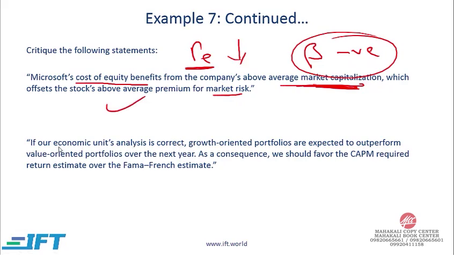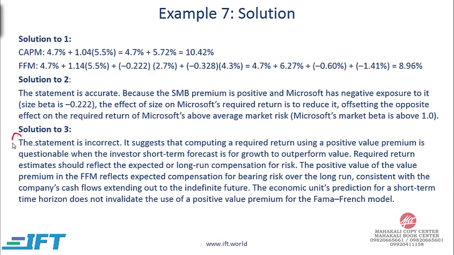The next statement: if our economic units analysis is correct, growth-oriented portfolios are expected to outperform value-oriented portfolios over the next year. So this is a short-term forecast. As a consequence, we should favor the CAPM required return estimate over the Fama-French model. This statement does not make sense because our models are based on a long-term view, and just because you have a particular short-term view, that doesn't make one model better than the other. The formal explanation is available here.